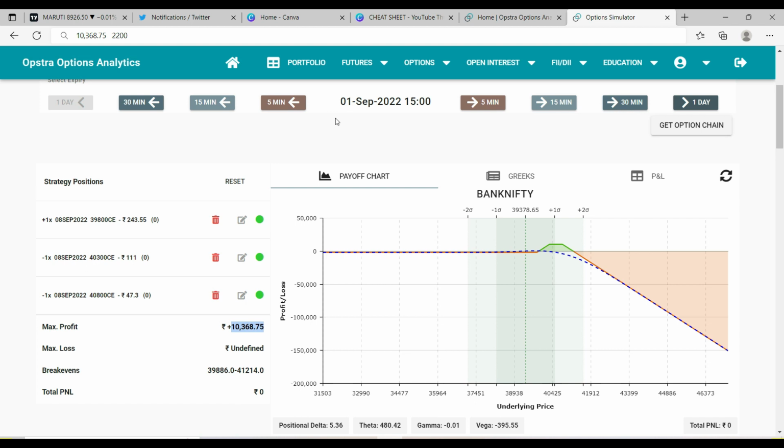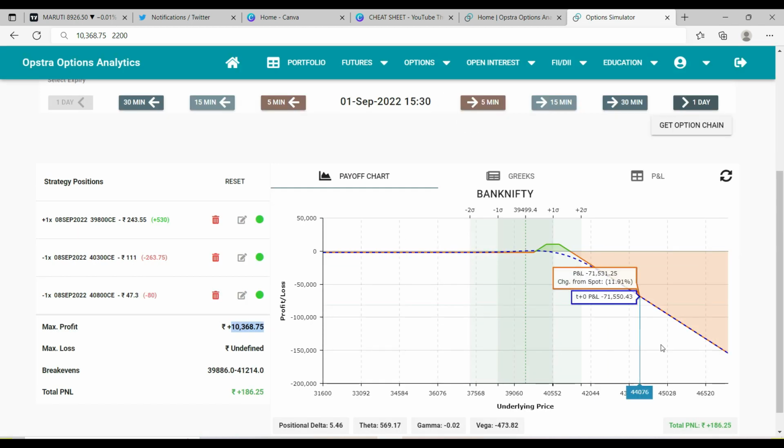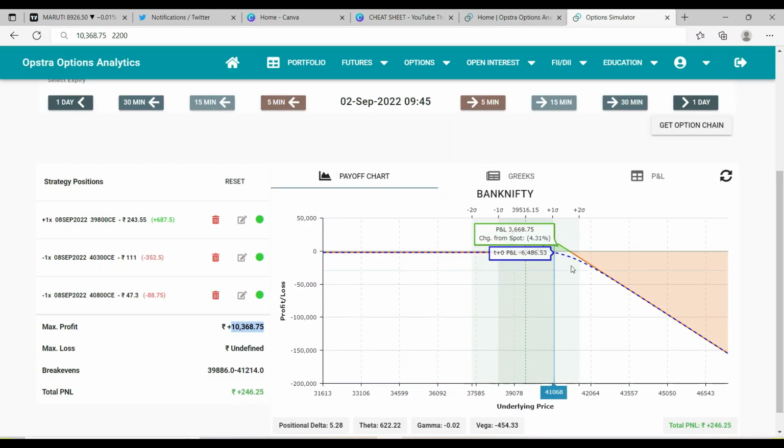We are on 1st September and 8th September is the expiry. At 30 minutes we are at the end of the day with a profit of 186. Good. We are not going to do any adjustments until our first sold position, 40,300. Until the market comes to 40,300 we are not going to do any adjustments. But from here if the market keeps falling, we will try to do adjustments by rolling down this call until 40,300. Stay with me, you'll get to know.